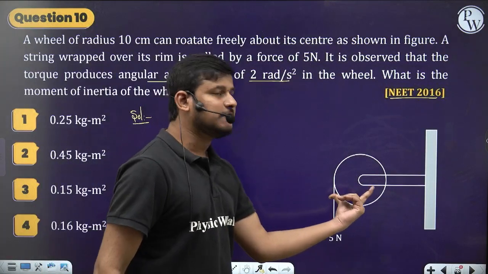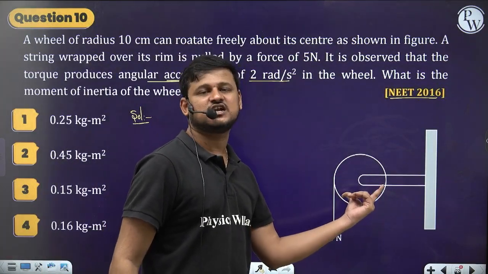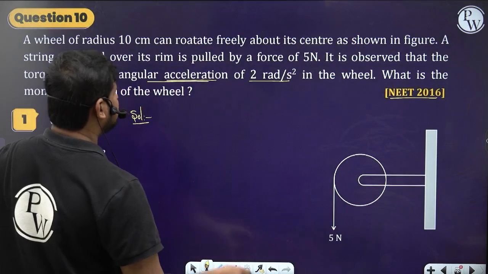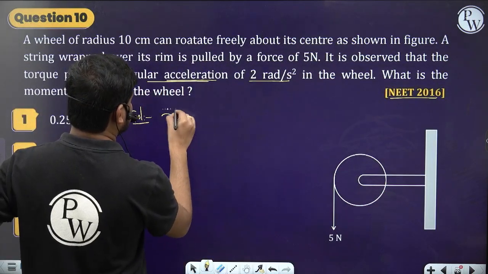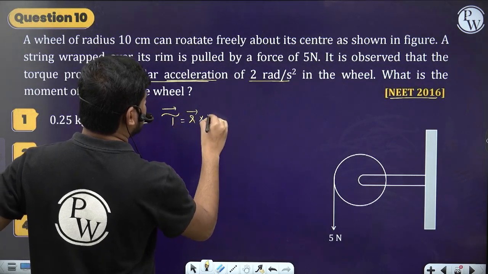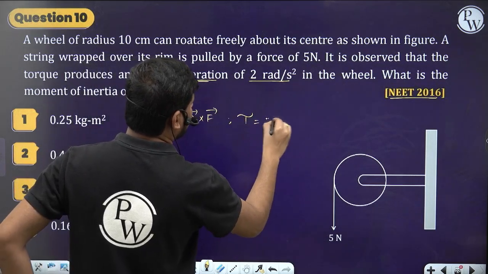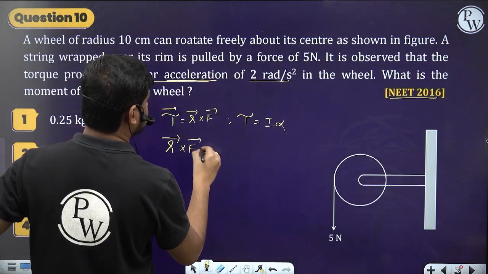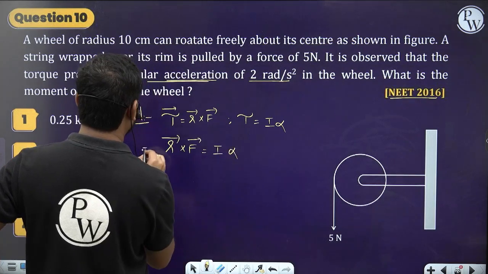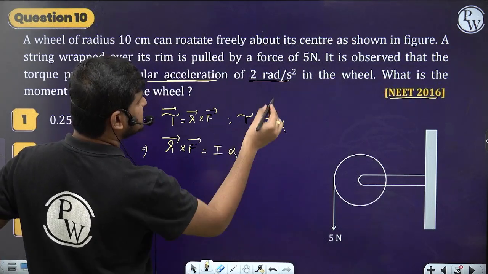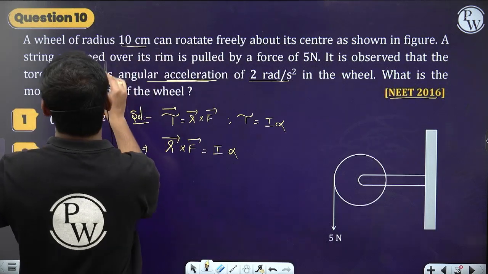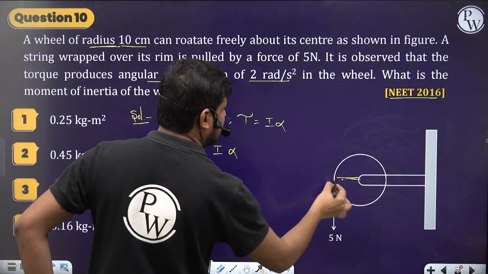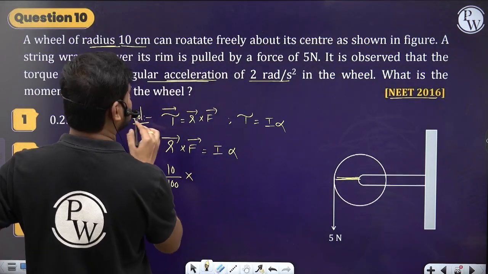We don't know what type of wheel it is, whether it is made up of a disc, solid cylinder or hollow cylinder. So we have to find its moment of inertia. Same thing, you can find the torque using R cross F, and also using I alpha, so let's equate those two. R cross F is equal to I alpha. Now what is R? Radius is 10 centimeters. Is it the diameter or radius? Radius only, so 10 by 100. This will be the radius. Now how much force did they apply?